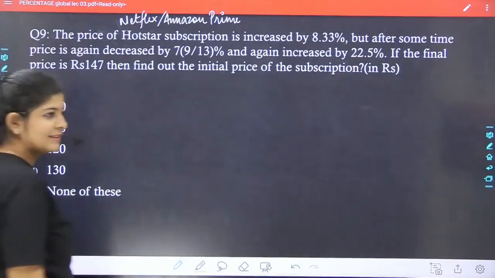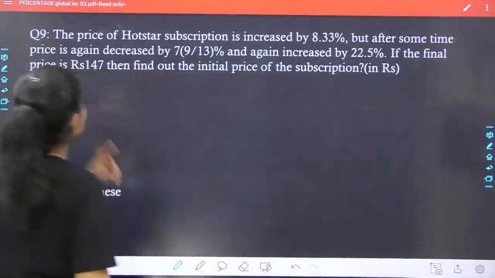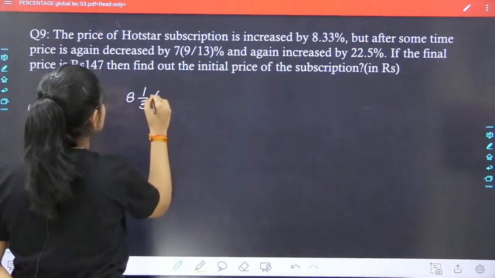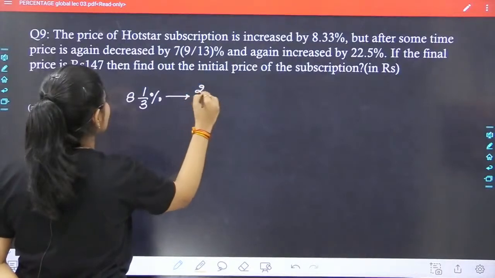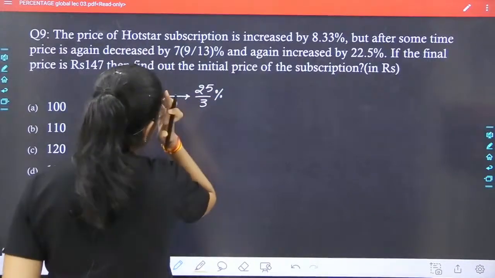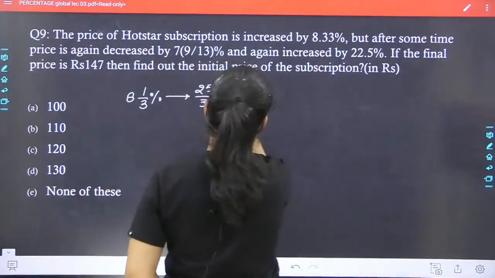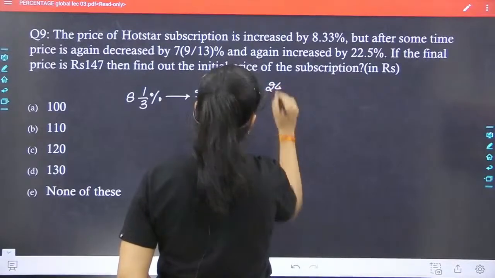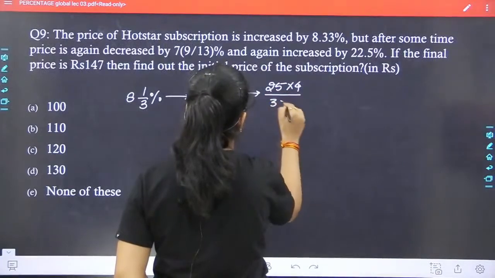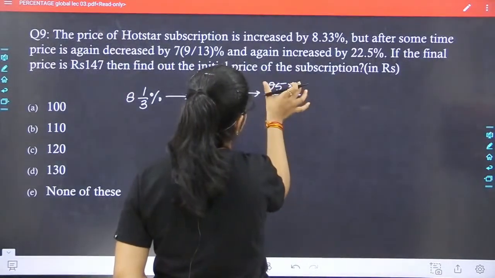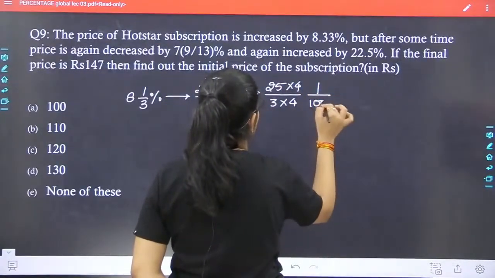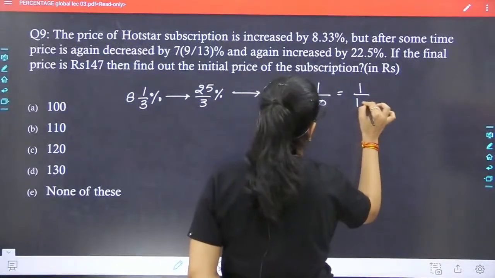Very good, Chatterjee. Let's see. I can write 8 1 by 3% as 25 by 3%, right? And if I want to convert it into a fraction, I can simply multiply 25 by 4 and 3 by 4 just to make it 100, and to remove the percentage sign I can multiply it by 1 by 100 and I'll get my answer as 1 by 12.